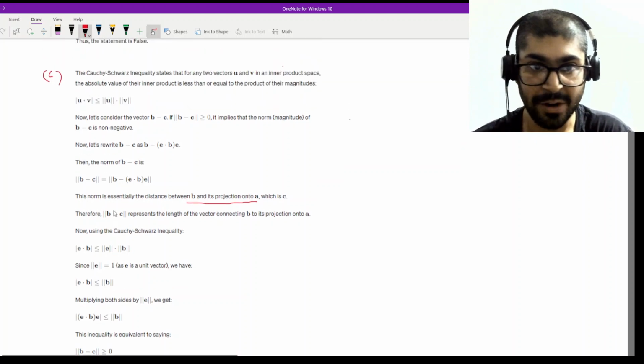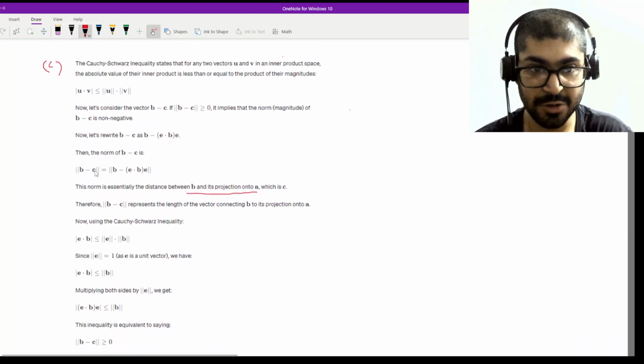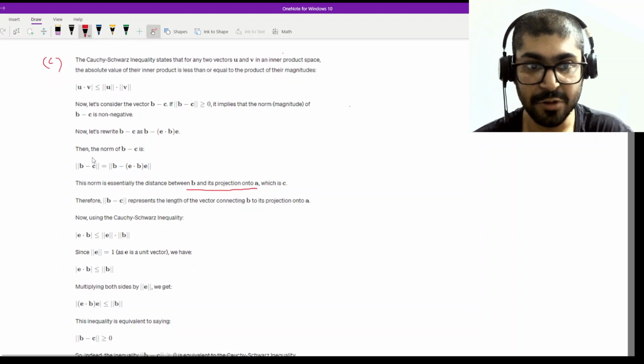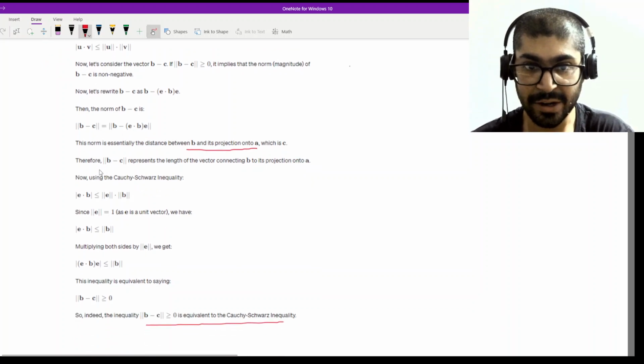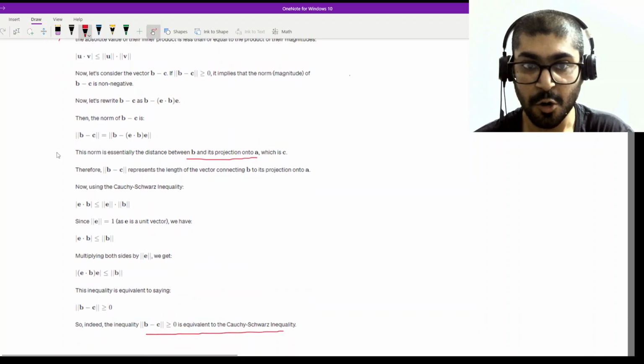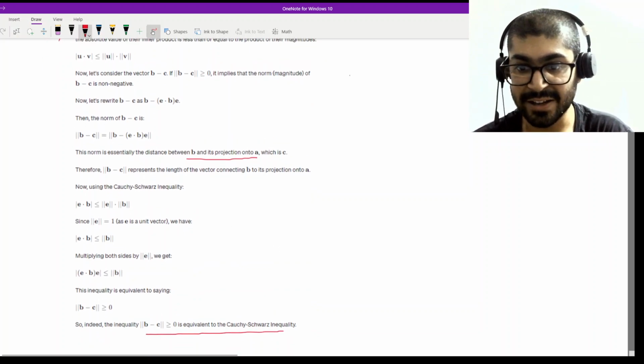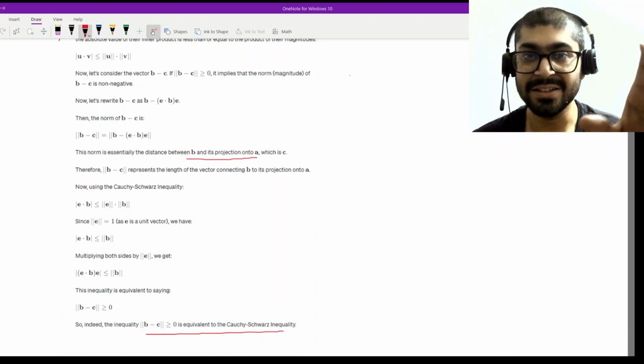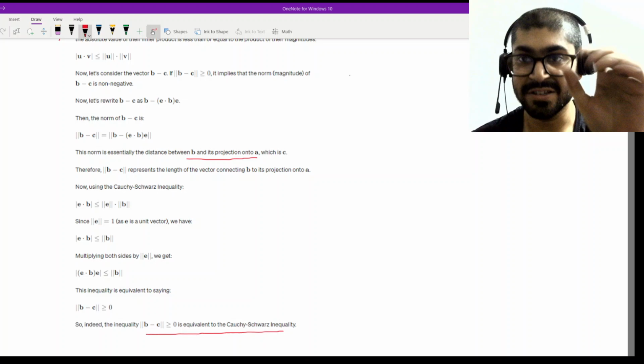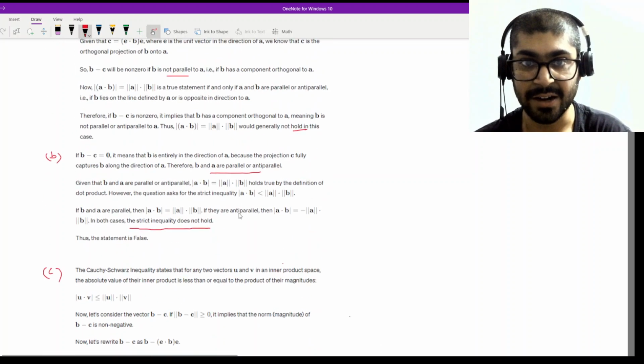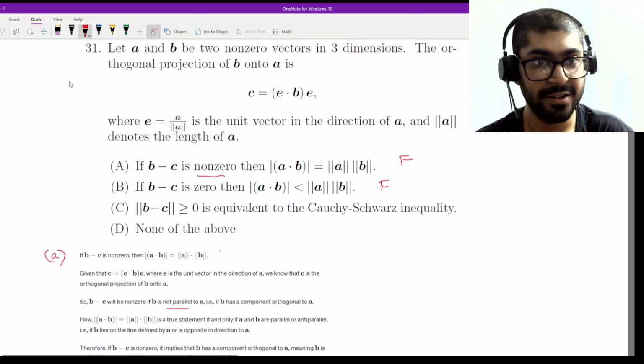So what happened? What did we do here? We took the Cauchy-Schwarz inequality and showed how if we take the norm of b minus c to be greater than or equal to 0, we are able to satisfy the conditions of the Cauchy-Schwarz inequality. So this means that if we take option C to be correct, let us check that. The option says that they are equivalent, right?